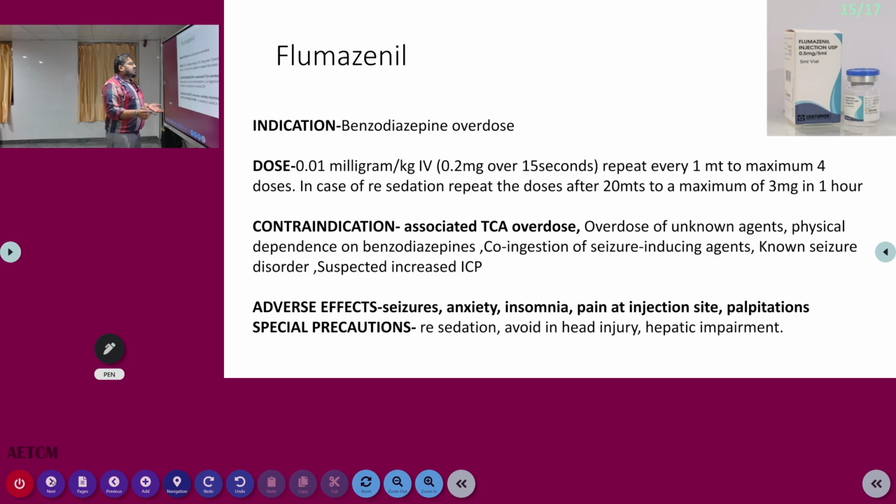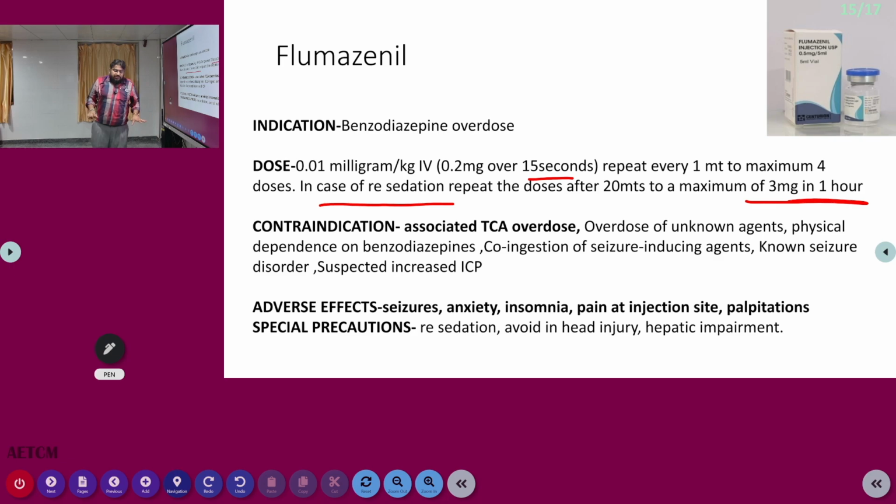The most important thing that you need to remember is the dose is 0.01 milligram per kg, so approximately 0.2 milligram over 15 seconds. That is what you need to give for an adult patient, and you can repeat after 1 minute to a maximum of 4 doses. In case of resedation, repeat the dose after 20 minutes to a maximum of 3 mg in 1 hour. That is the maximum permitted dose, 3 mg in 1 hour.